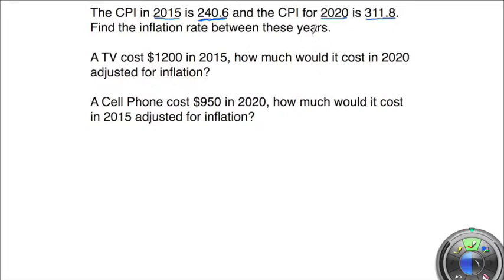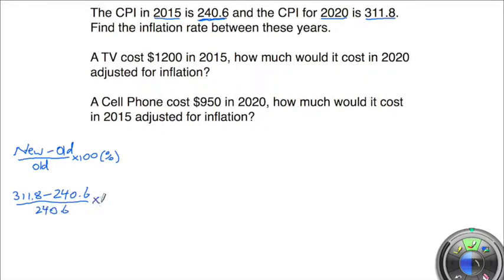All right, so to find the inflation rate, we're going to use an older formula, which is new minus old over old, the percent change formula. It works perfectly fine in this situation. Multiply by 100 and change it to a percent. So our inflation is going to be the new value, 311.8, minus the old value, 240.6, and then we're going to divide by 240.6. And then take that answer, multiply by 100, and attach a percent sign.